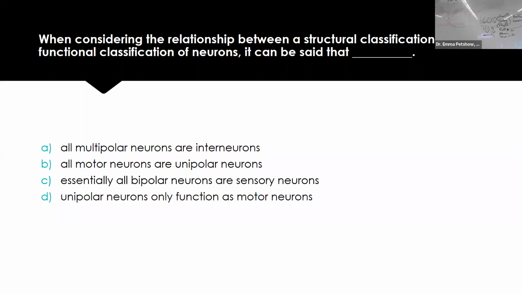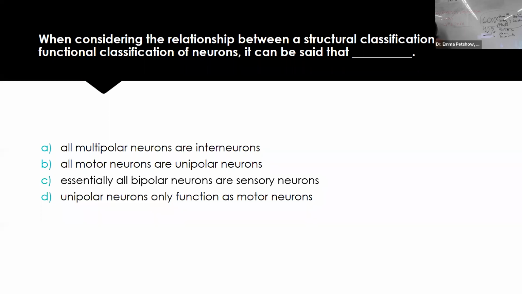All motor neurons are unipolar neurons. That would be a misnomer as well. We never even talked about that being a thing. Same with unipolar neurons only functioning as motor neurons. This is almost saying the same statement in a different way. And so then you're left with all bipolar neurons are sensory. And that is true because our bipolar neurons are only located in the eyes and the nose. So smell and sight. So they're only sensation. They don't have any motor function. So that's your most correct answer.